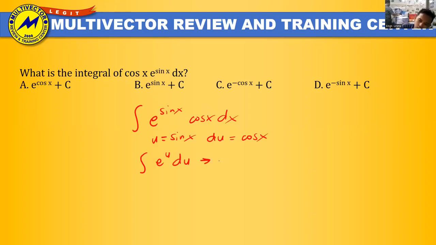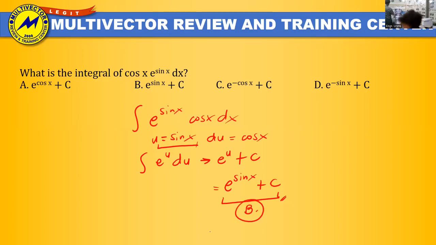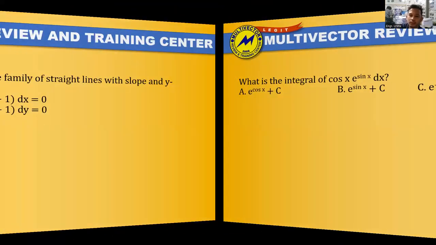And the integral of e raised to u is e raised to u plus the arbitrary constant c, since wala tayong limits. But take note, ano nga ulit yung value ng u? Our u is sine x. So plus c. So tamang sagot, letter B. So e raised to sine x plus c. Okay, so ganyan lang siya.